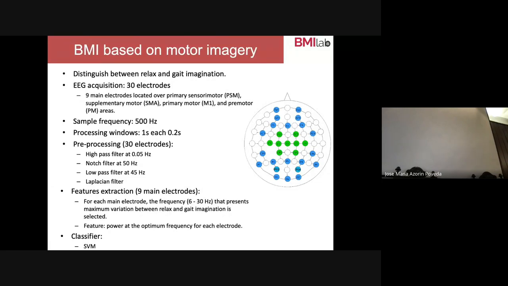So in this case, we registered 30 electrodes, non-invasive, but basically we were interested in the green electrodes that you can see here, that are placed on the motor area. Of course, we performed some pre-processing in order to improve the quality of the signal. But the important thing here is that we extracted 9 features, and those features were basically the power at the frequencies that presented the maximum variation between the relaxed and the gait imagination. So for each processing window, we extracted a vector with 9 features that was the input for the support vector machine.